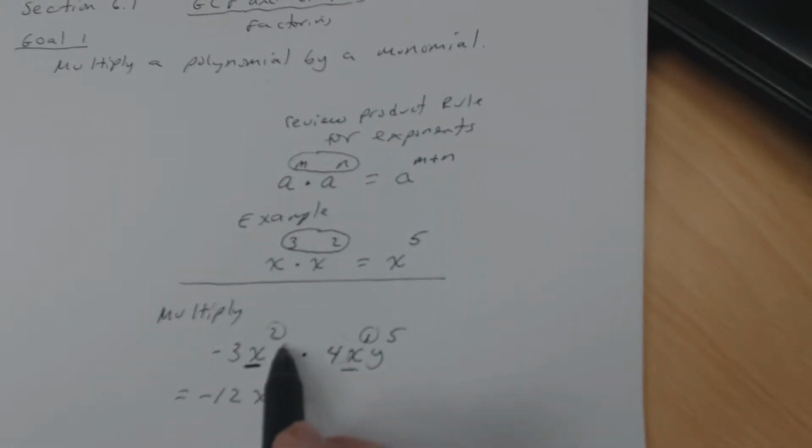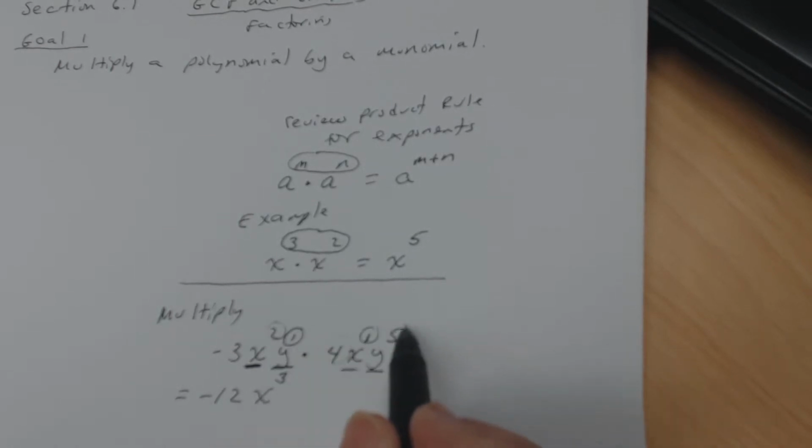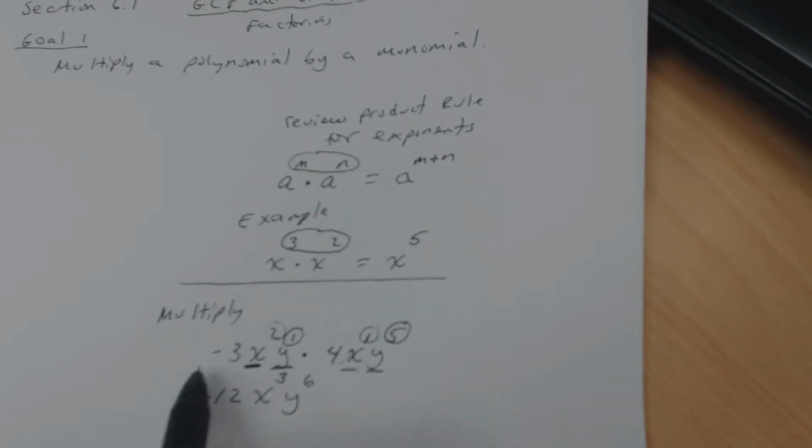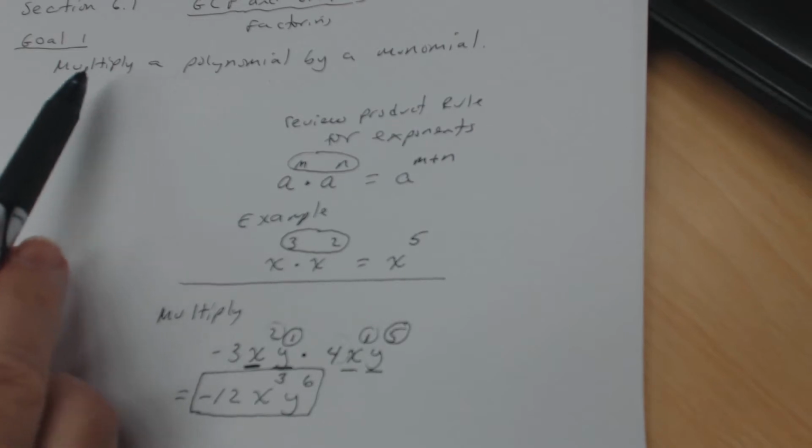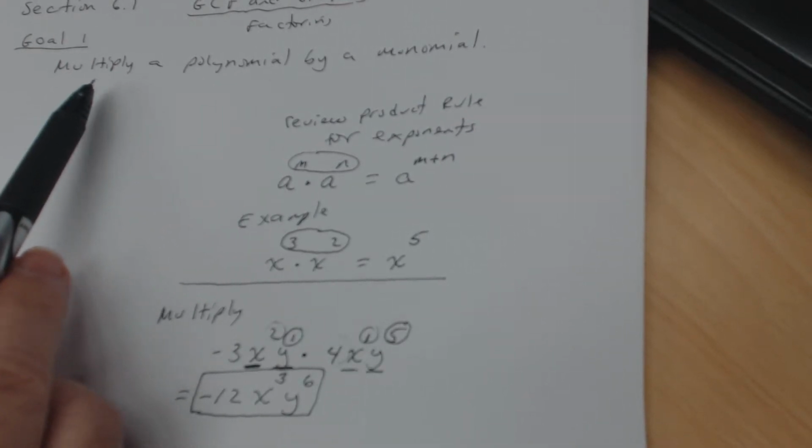Now y, I have y to the 1st here times y to the 5th here. When I multiply like bases, I add exponents, so 1 plus 5 is 6. So when I multiply these two monomials together, I get negative 12x cubed y to the 6th. Okay? Now we can do some examples with these.